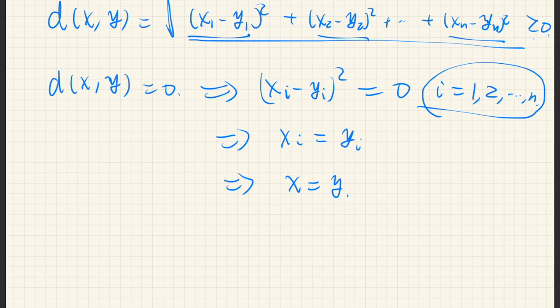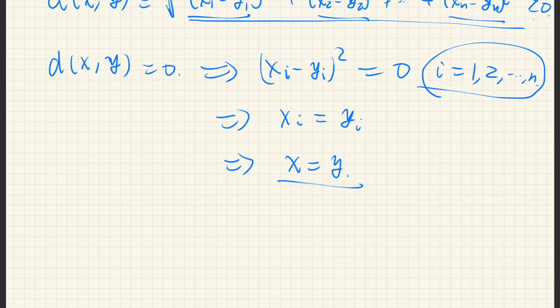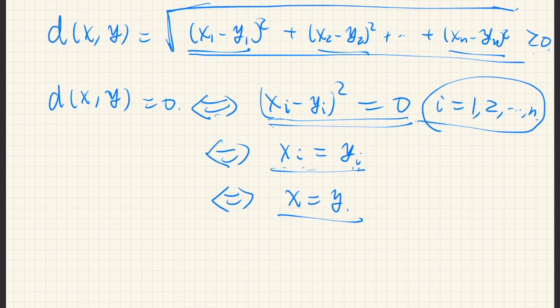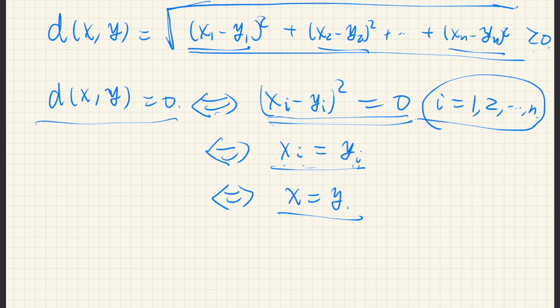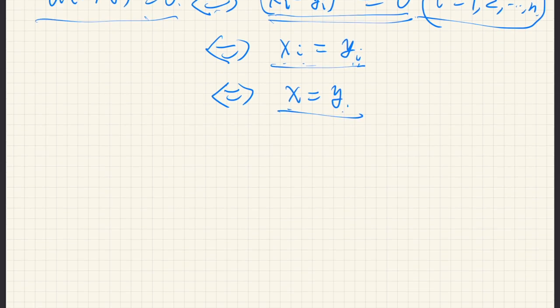And on the other hand, if x is equal to y, then we have this, right? So we can go backwards. If each of xi and yi are the same, then of course the difference is 0. So therefore this holds. If all of these are 0, then the distance is 0. So the distance between two points is 0 if and only if these two points are the same point. And we're done for the first part.